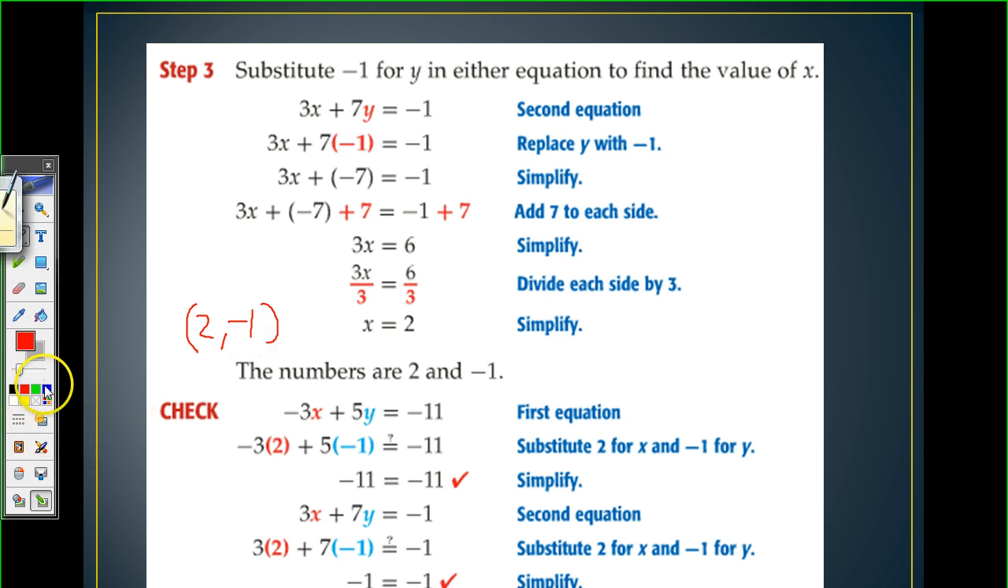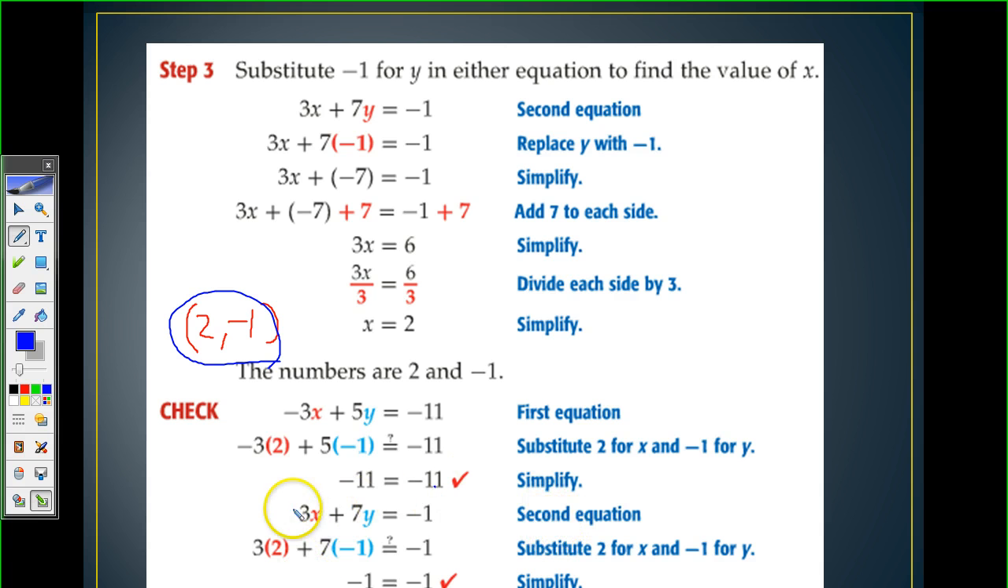Okay, so how do you check this answer? You can choose any one of the equations. So they use this first equation and see if it makes sense. Instead of x, you're going to put 2. Instead of y, you're going to put negative 1. If this is equal, then you know you did your equations right. So negative 3 times 2, plus 5 times negative 1, and that becomes negative 11. So negative 11 equals negative 11. Yes, that is true. So once you have that verification, you know your answer is correct.